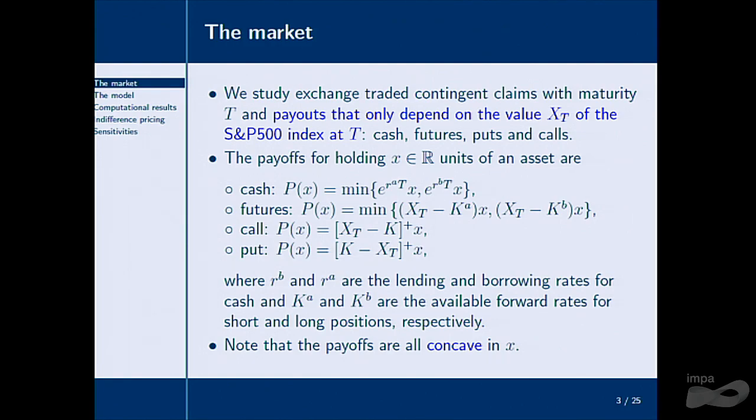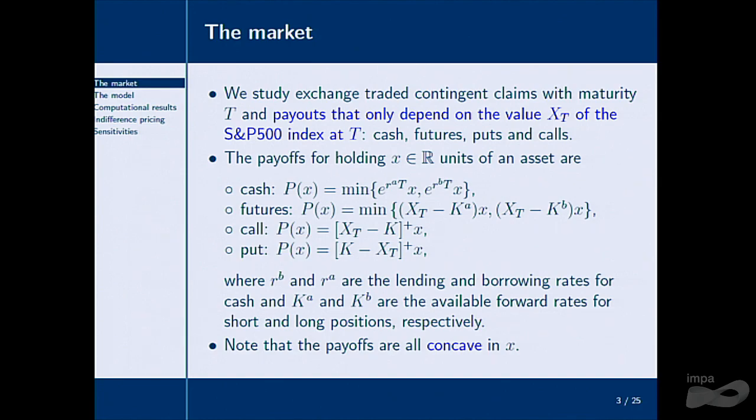So the traded assets here are calls and puts, denoted by capital P, the payout when you take X units of the asset. For calls, obviously, you have the positive part between the index and the strike. For puts, you have that. Also, we trade futures contracts. There are bid and ask quotes on the futures price, KA when you go long, KB when you go short. There's cash, and we assume different lending and borrowing rates.